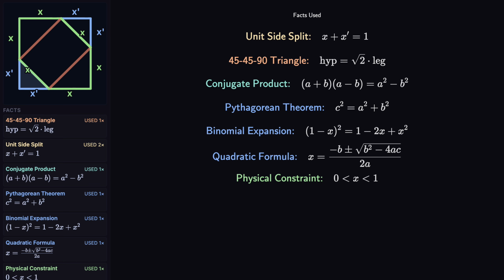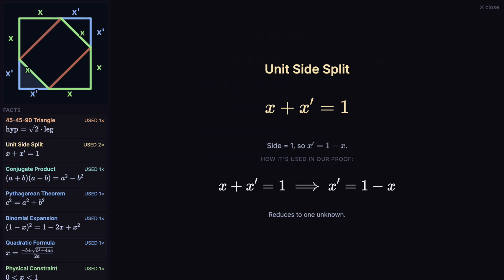Let's take a step back and review the 7 facts that powered both of these proofs. Fact 1. The unit side split. x plus x prime equals 1. This is the shared starting point for both proofs. It lets us eliminate x prime and work with a single unknown.